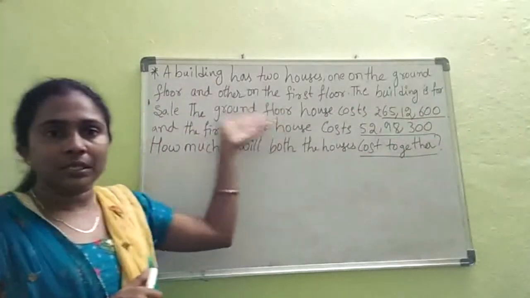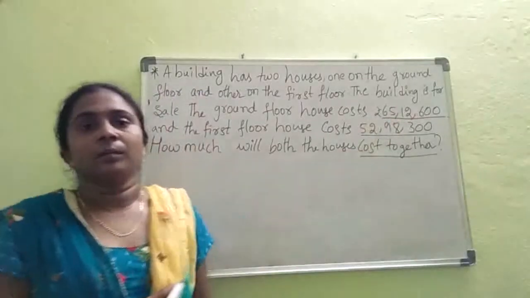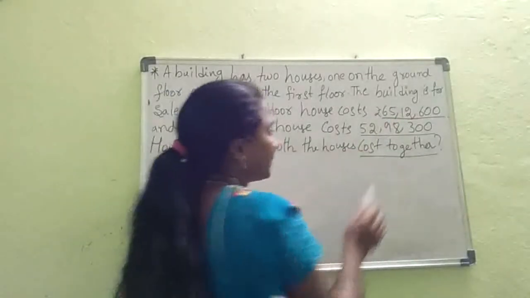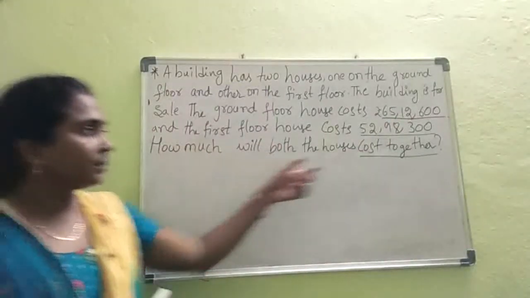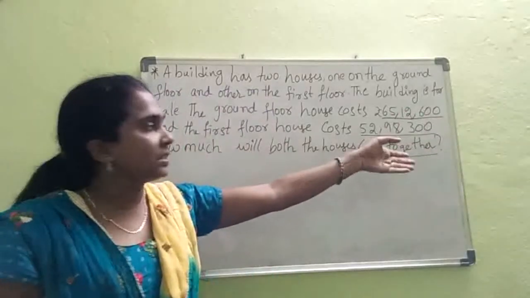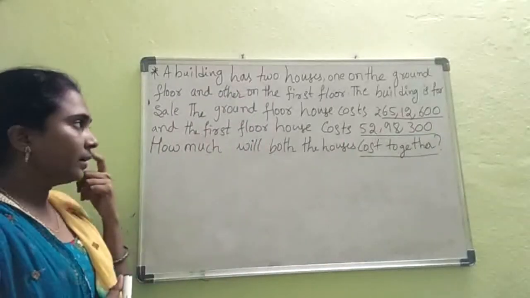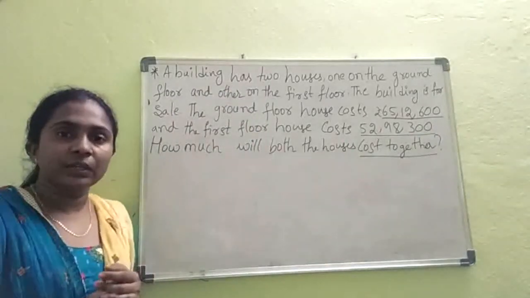If the owner wants to sell the building completely, what is the amount he will get after selling the building? The complete cost is not given directly here, but individually the ground floor cost, that means the cost at which he is selling, and next the first floor building cost. Now what operation will we do here?